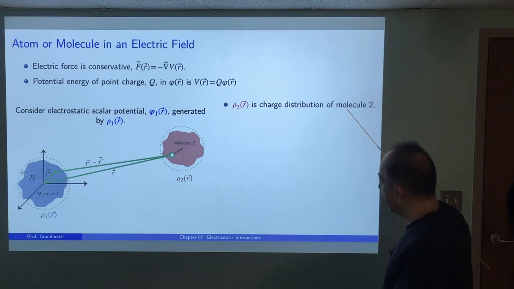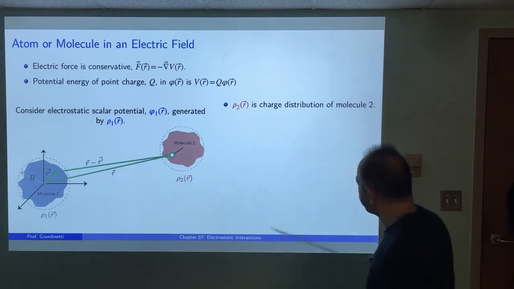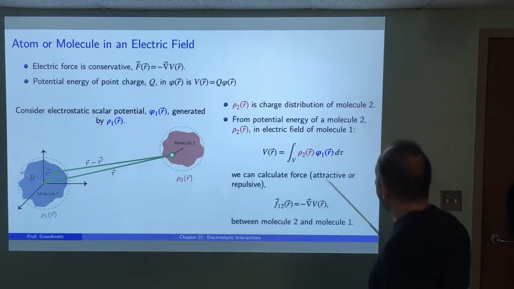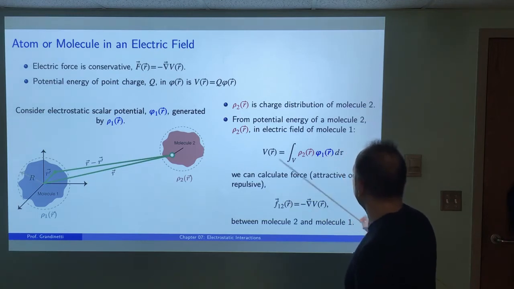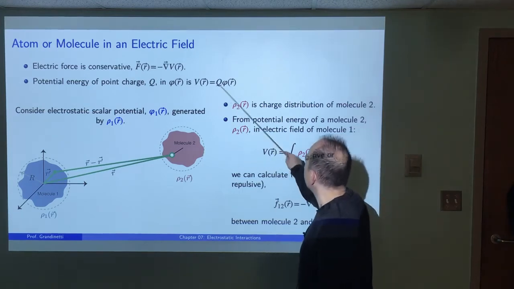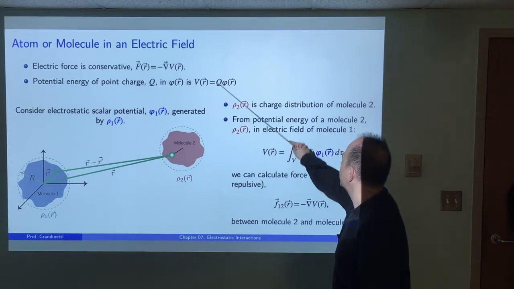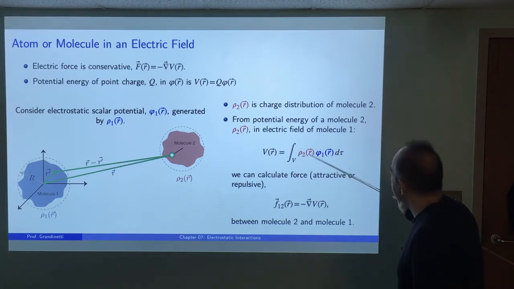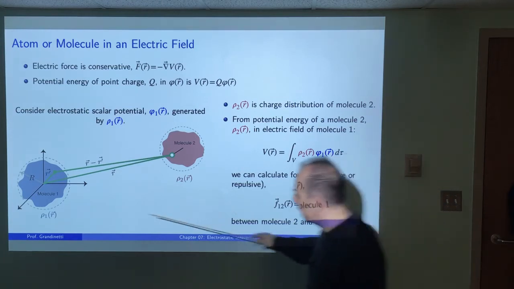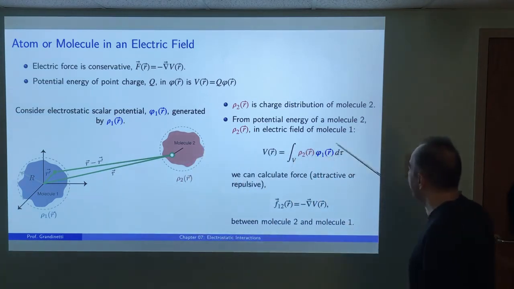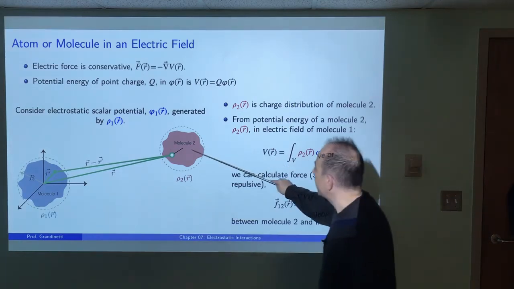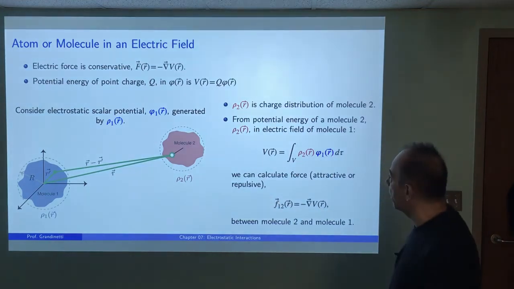So we're going to describe the nearby molecule, molecule 2, as having charge density, which we'll call rho 2. And from the potential energy of molecule 2, if it's in an electric field, just like the analogy with a point charge as a test charge, we're going to use the charge density. So this charge density in a scalar potential, in this case the scalar potential of molecule 1, though it could be some external electric field, then this volume integral will give us the potential energy being experienced by that molecule.